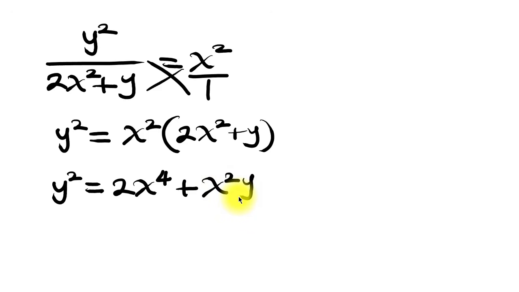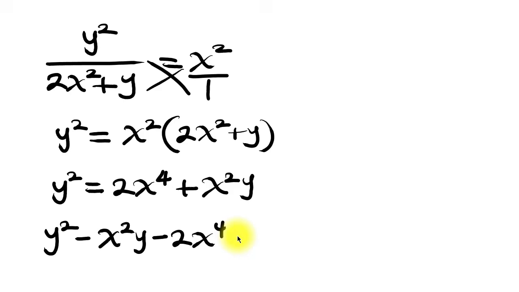Very good. Now let's move what we have on the right hand side to the left hand side. So we have y squared. Now when I move this to the left hand side, it becomes minus x squared y. Then when I move this to the left, it becomes minus 2x to the power of 4. And this is equal to 0.